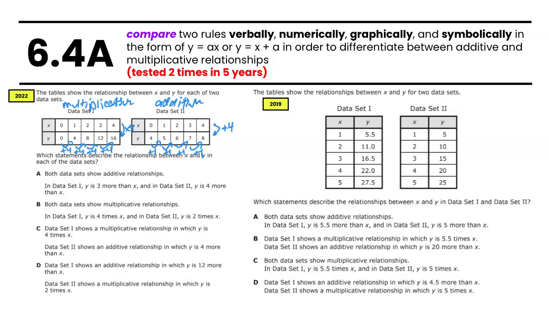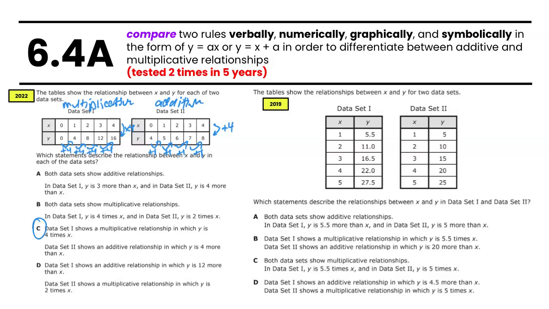And that's the language that you'll want to use with your students, because as you look at the correct answer choice in letter C, it tells us that data set 2 shows an additive relationship in which Y is 4 more than X. And so we see that letter C is the correct answer for 2022. In 2019, what we're going to see are vertical tables, and so as opposed to in 2022 when we saw a horizontal table. So you'll want to make sure that students are seeing both types of tables.